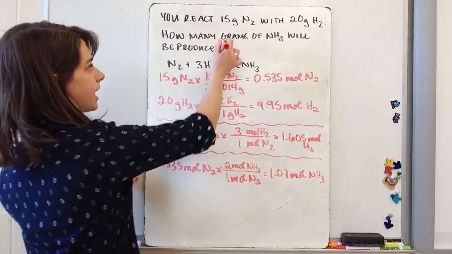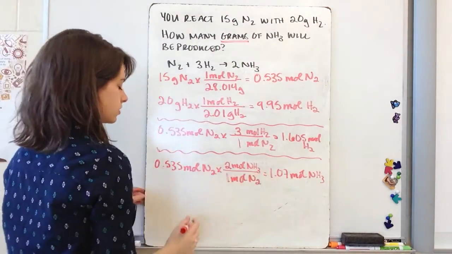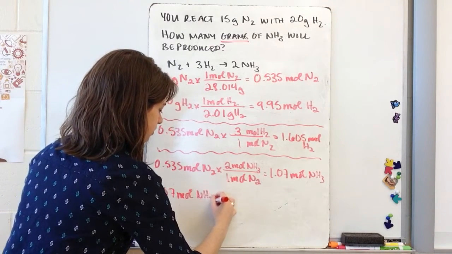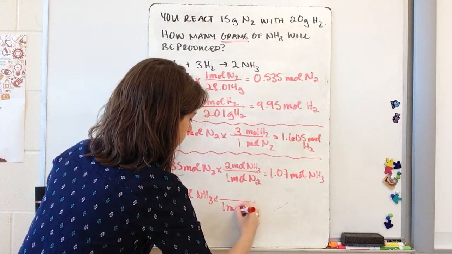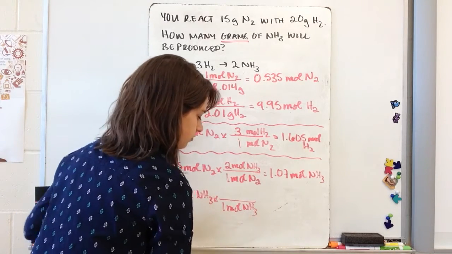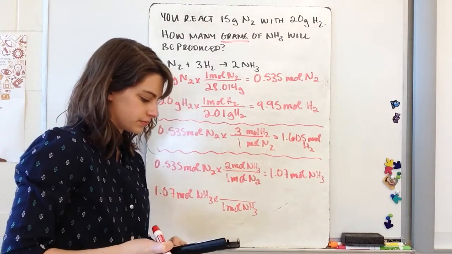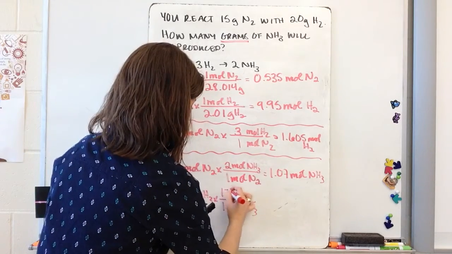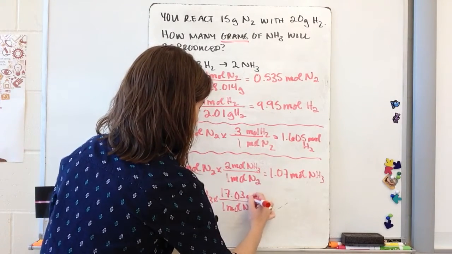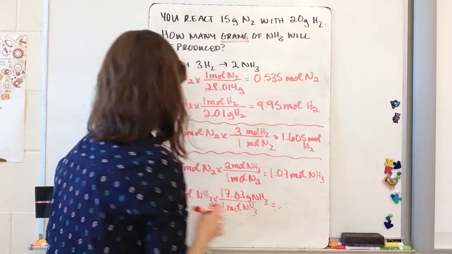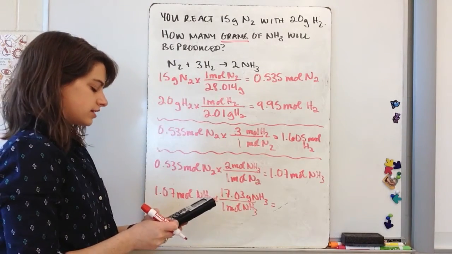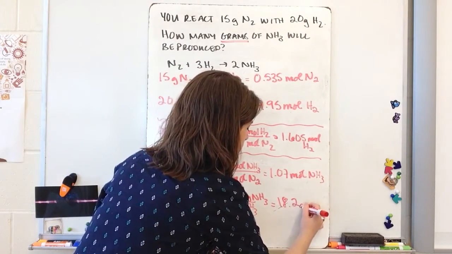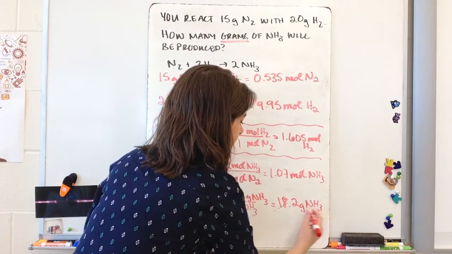And then finally, my question asks for grams, so now I need to convert moles to grams. So if I have 1.07 moles of NH3, for every 1 mole of NH3, we have to add up to figure out the molar mass. It's 17.03 grams of NH3. So if I have 1.07 times 17.03 gets me 18.2 grams of NH3 as my answer.